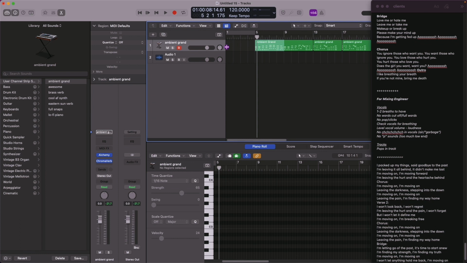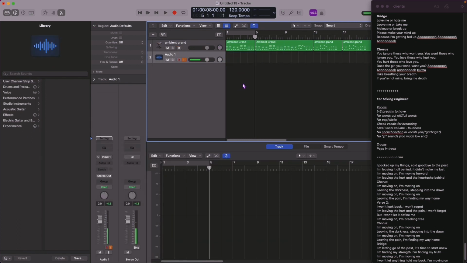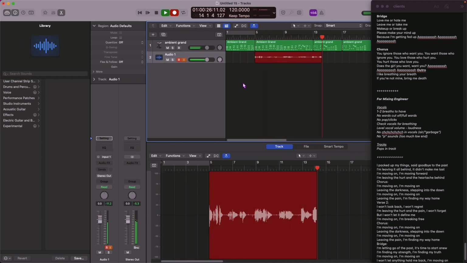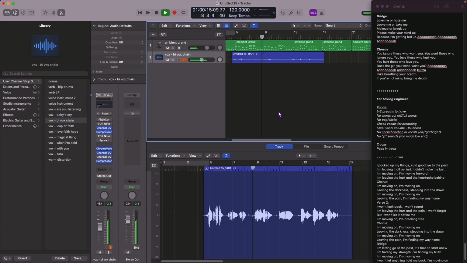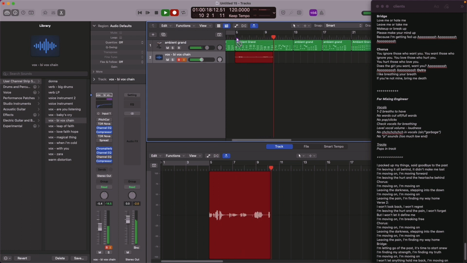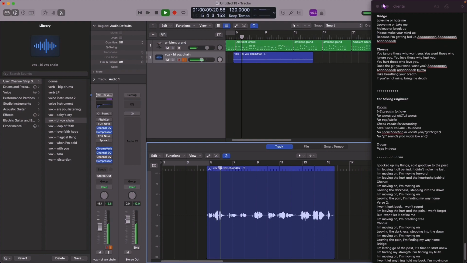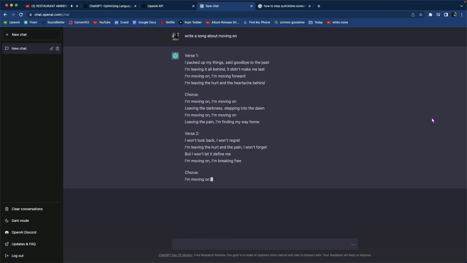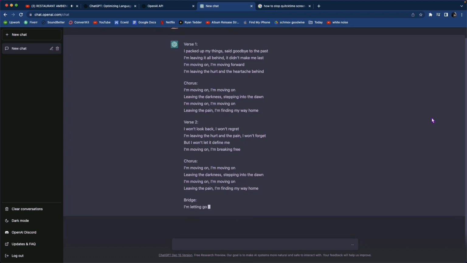I won't look back. I won't regret. The hurt and the pain, I won't forget, but I won't let it define me. I'm moving on, I'm breaking free. Stepping into the dawn. I'm moving on. Oh, I'm moving on. Leaving the pain, I'm finding my way home again.